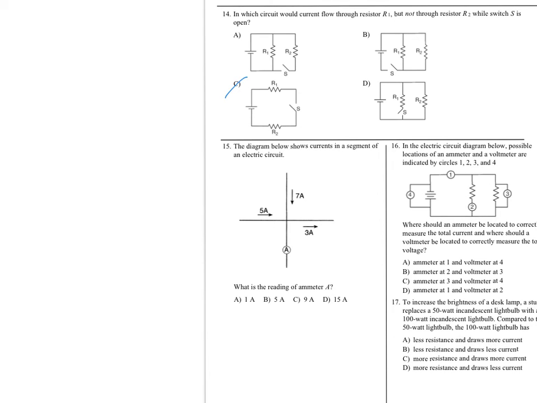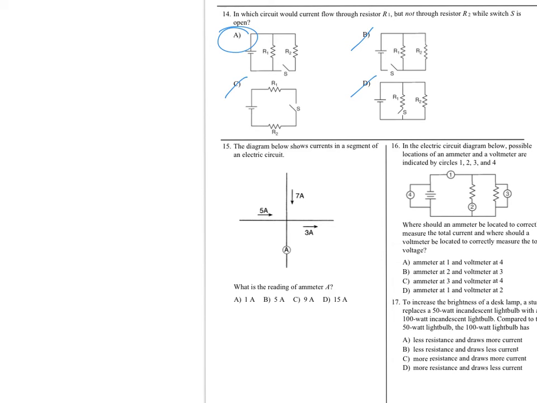If you look at each of these images, it can't be choice B because that switch blocks off both of them. It can't be choice D because it blocks off R1, so the only one is choice A. Because if you take either direction, that switch will essentially cut off that branch of the circuit, whereas R1 is left intact. Okay, number 15.